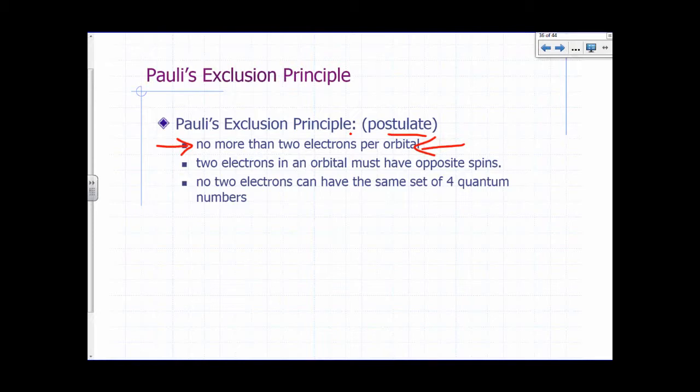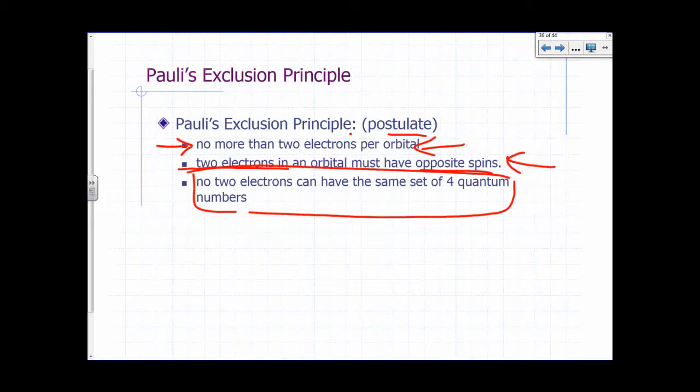Now, if you have 2 electrons in an orbital, they must have opposite spins. So that means it's like saying if there's the limit of 2 people to a bedroom, if one is male, the other one must be female. That's just one way you can try to remember it. Good memory aid.